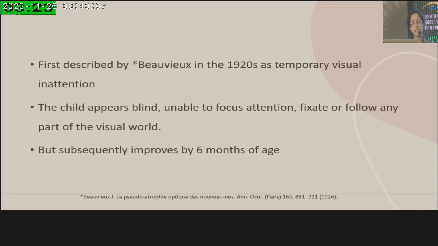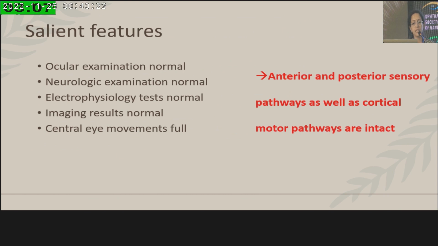A child with isolated DVM is a source of constant worry to the parents because the child would appear blind, unable to focus attention, won't be able to fixate or follow anything in the visual world. Subsequent improvement appears by 6 months of age. So these are the salient features.